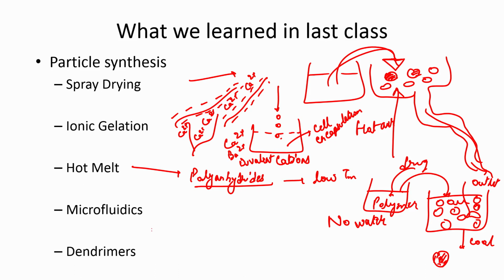And finally, we talked about dendrimers, which are essentially these hierarchical structures with multiple branching out, and you can use that for surface conjugation of your drug predominantly, or technically you can also encapsulate a large drug into the core. Okay. So, let us continue today with different classes of particles.